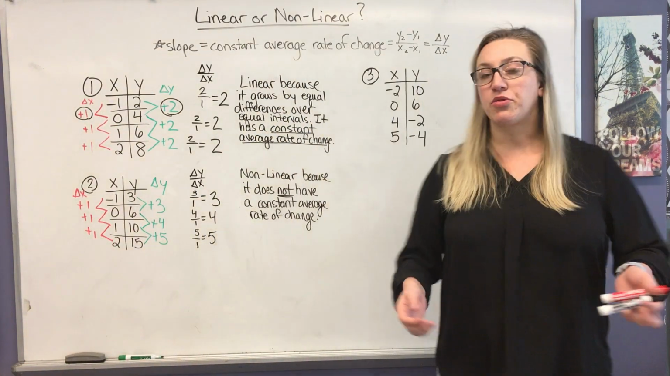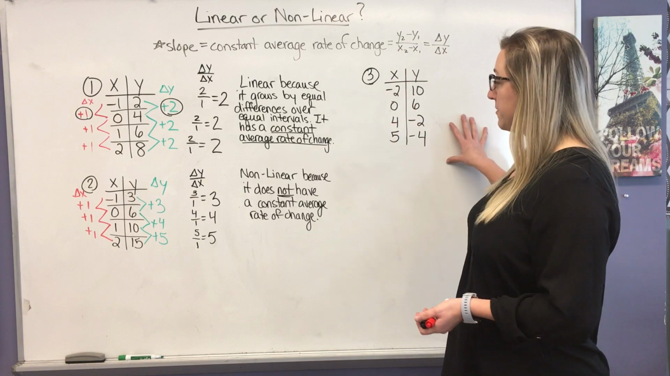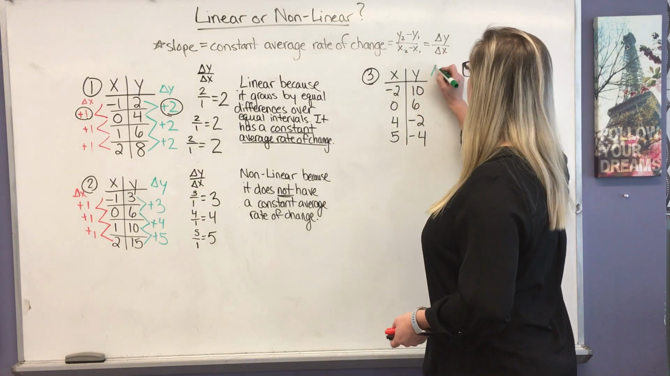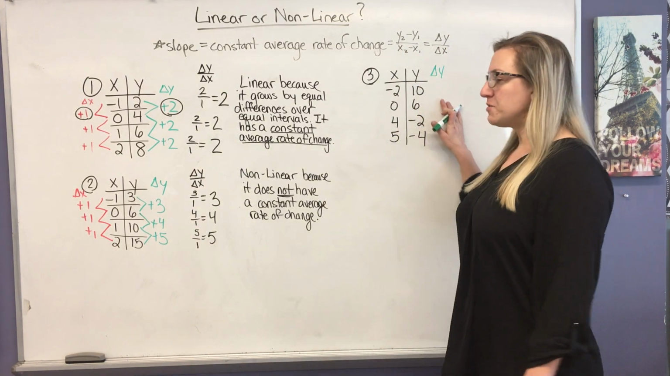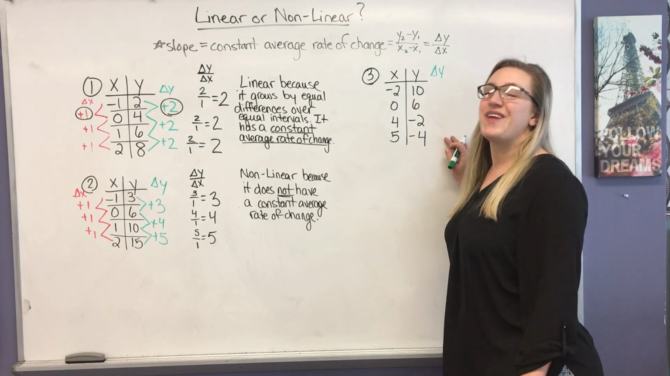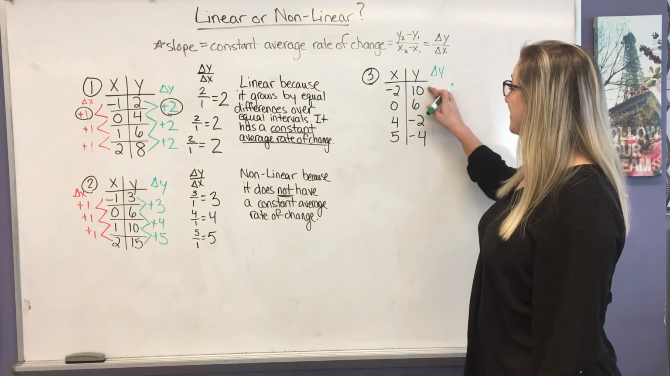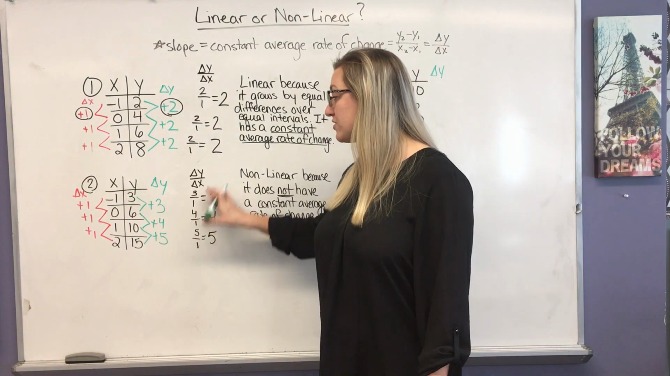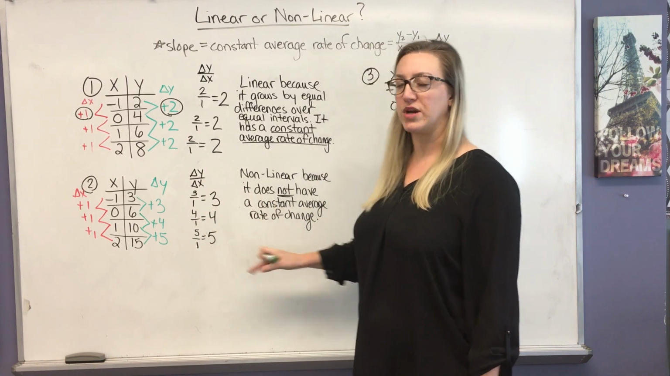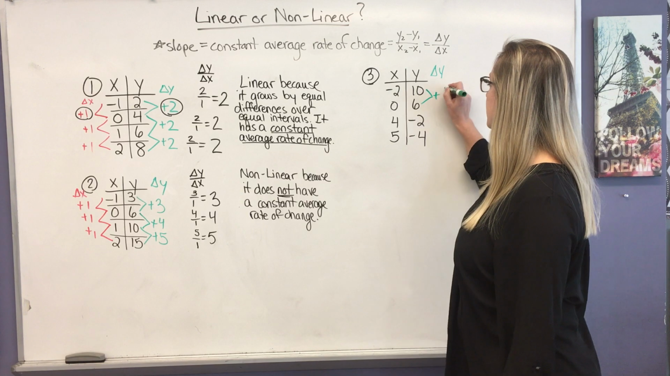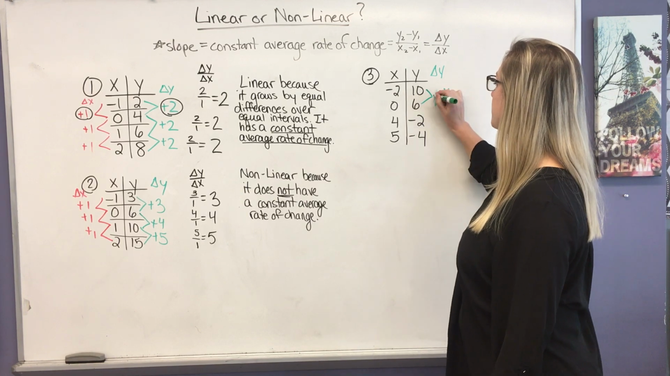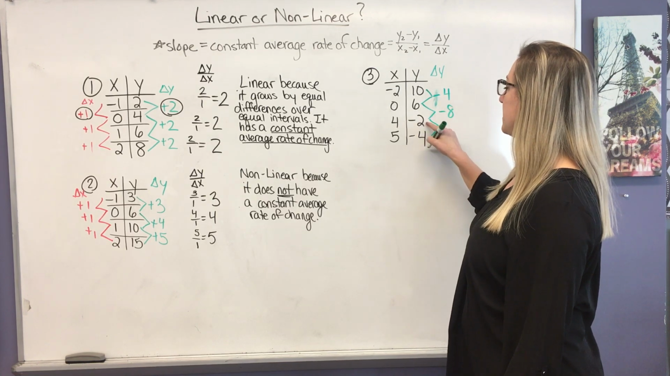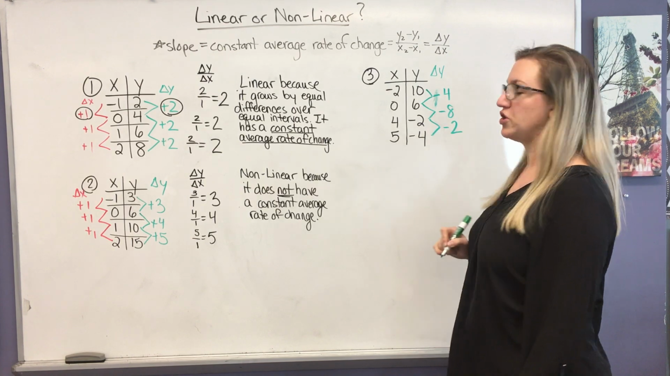So now let's take a look at number 3. We're going to do the same thing and then use one of these explanations for whether it's linear or nonlinear. So we're going to start with the change in y. And just by looking at it, I might say, well, no, it's not linear because look, these don't have a pattern. But they might. We have to check. We still have to do this work and determine the average rate of change between each set of points. So from 10 to 6 is -4. From 6 to -2 is -8. And from -2 to -4 is going down by 2.